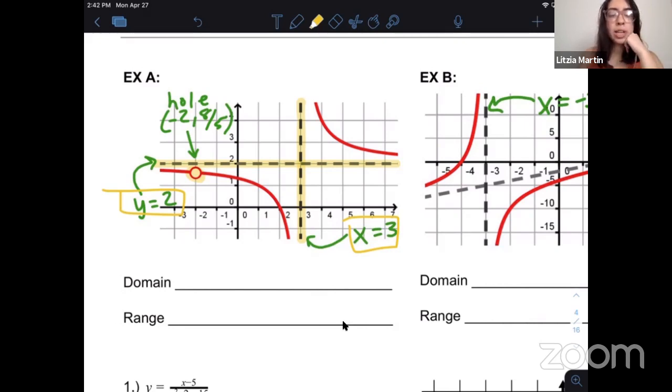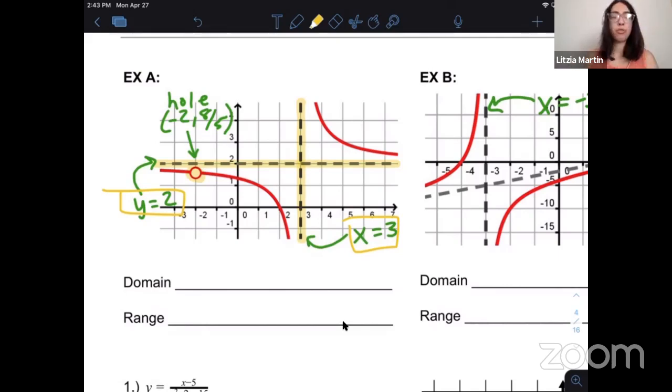The first one is a removable discontinuity. So a removable discontinuity, an example of it would be a hole. It's actually our only example of a removable discontinuity. And the reason it's called removable is because we can actually locate where the hole is at, and you can write in the coordinate of a point there, and then it's automatically filled, right?